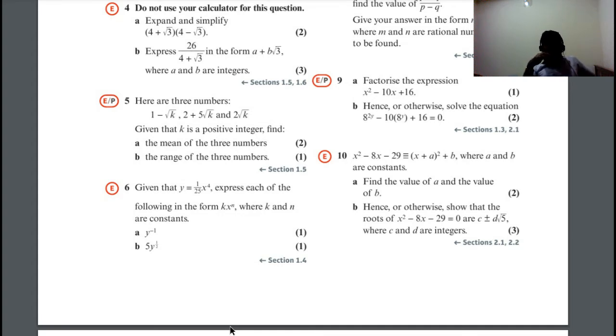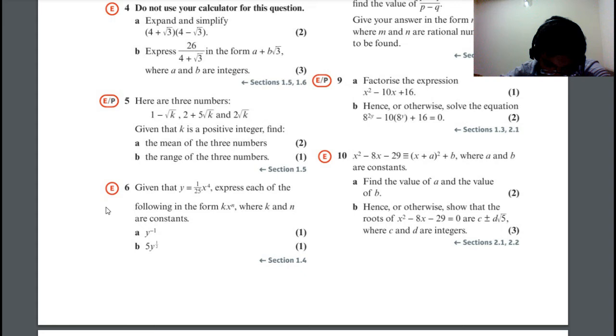X raised to the power 1. So first, y is 1, and second, y is 1 by 3. 1 and 1 by 3. Perfect. 10, please. 10: x squared minus 8x minus 29 is a times something plus b.